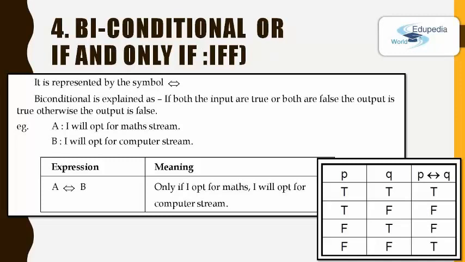the output is false. For example, the propositional variable A says I will opt for math stream, and the propositional variable B says I will opt for computer stream. Now if I take the expression A IFF B, it means only if I opt for maths, I will opt for computer stream. This biconditional operator is also not found in Boolean logic, therefore you should remember the operator symbol as well as the corresponding truth table.